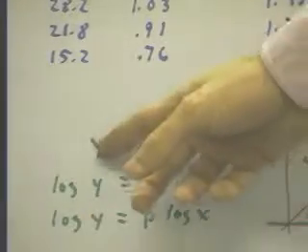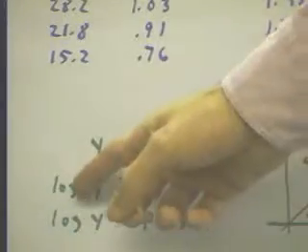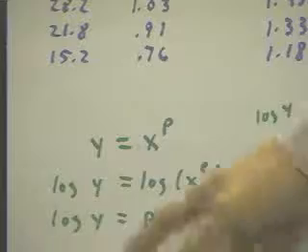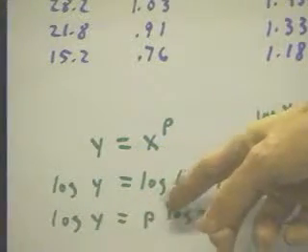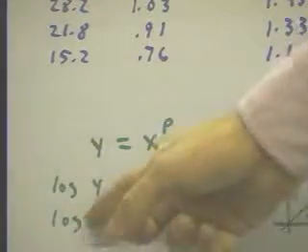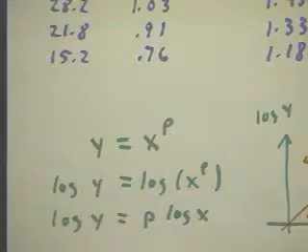Now, if y equals x to the p, we can see that if we take the log of both sides of the equation, we get log y equals log of x to the p, which tells us that log y equals p log x. Now what's this tell us? This tells us that log y is just proportional to log x. It's a multiple of log x.